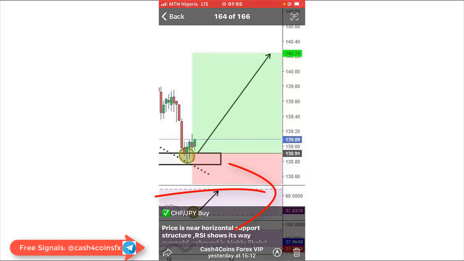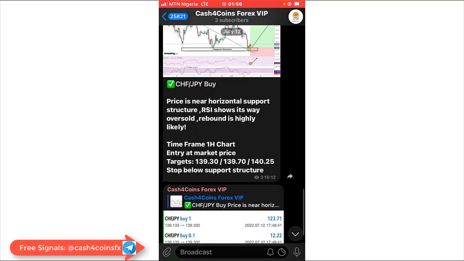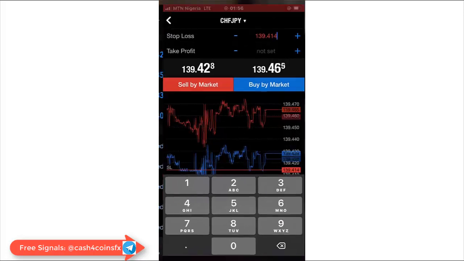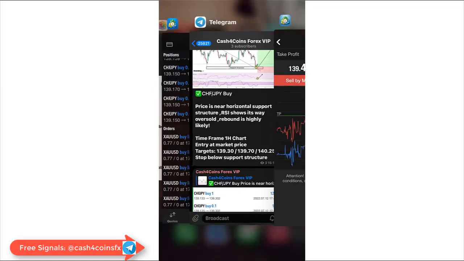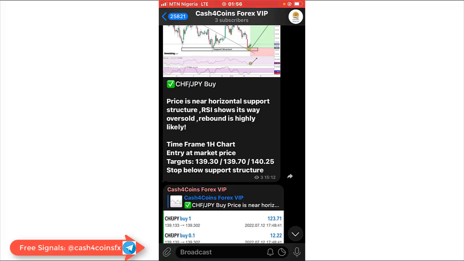138.6. So we are going to say, let the stop loss be 138.6. This is it, 138.6. Then what is the TP, which is the take profit? The take profit is going to be 139.3, that is the first TP. 139.7 second TP, and 140.25, that is the third TP.